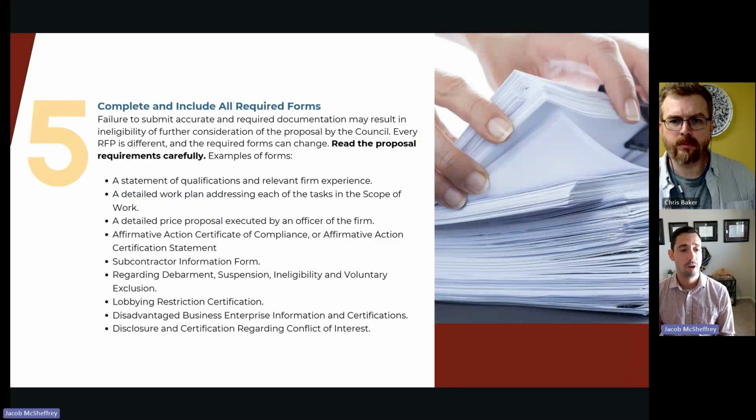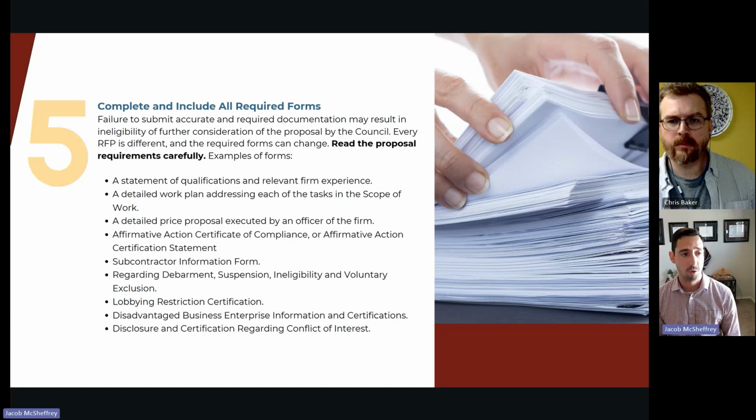Complete and include all required forms. Failure to submit accurate and required documentation may result in ineligibility or further consideration of the proposal by the council, the approving agency. Every RFP is different and the required forms can change. So read the proposal requirements carefully.